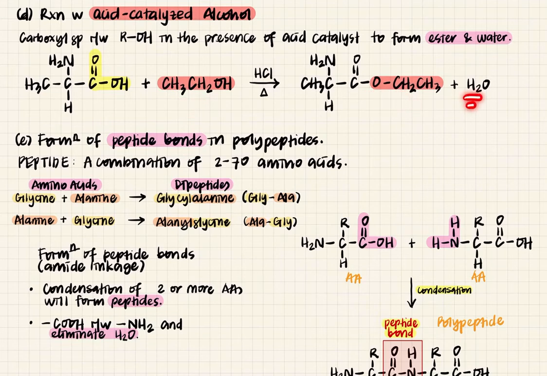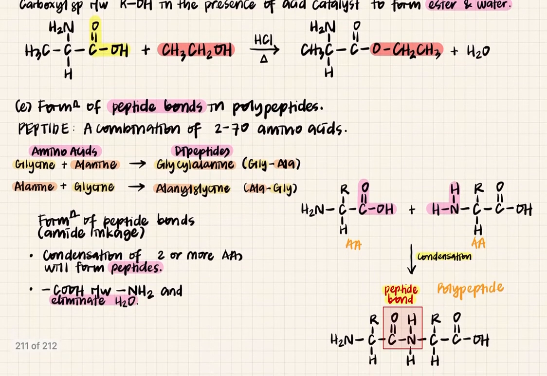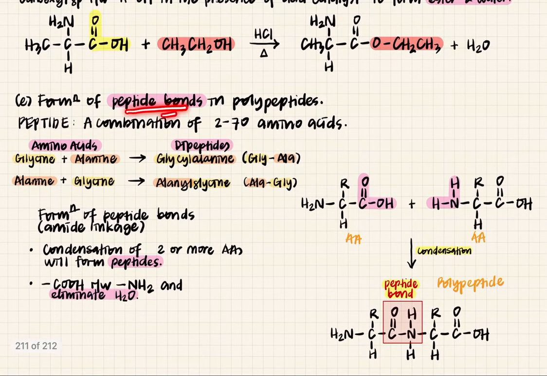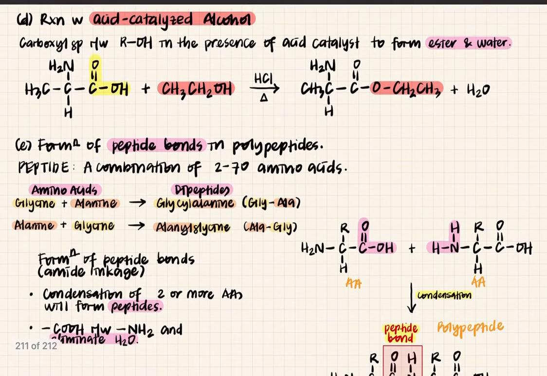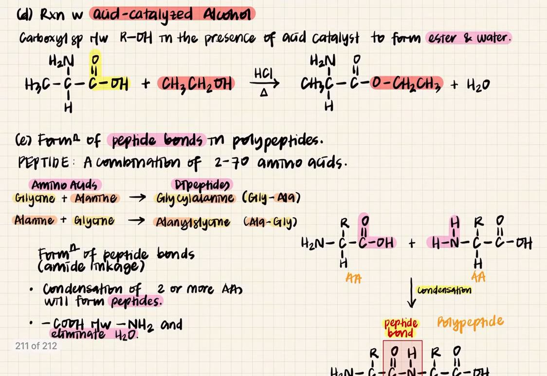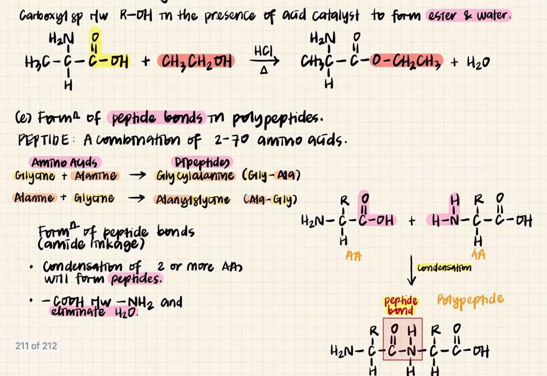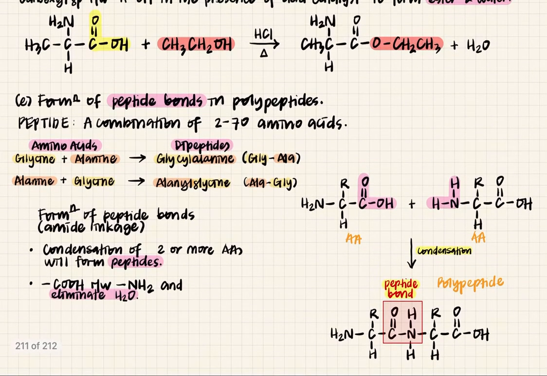Okay, and eliminate water. Finally, we have the formation of peptide bonds. So peptide bonds. Oh, okay. Just nak ingatkan yang that means that you can form ester daripada amino acid dengan alcohol punya reaction juga selain what reaction is that? Acid and base reaction, if I'm not mistaken. Okay. Okay. So here, formation of peptide bonds in polypeptides.